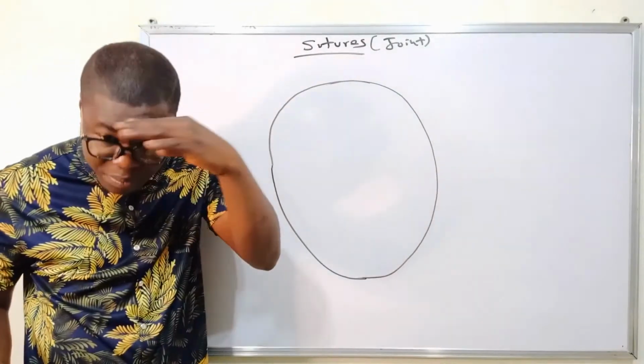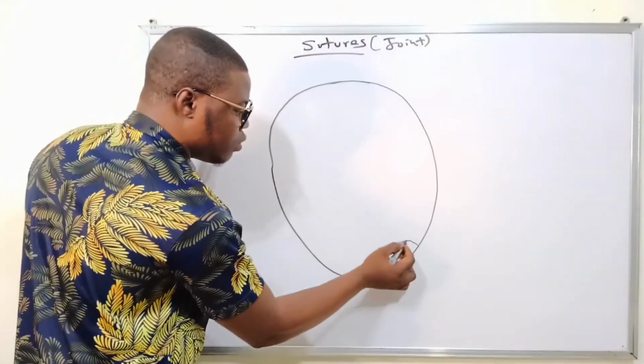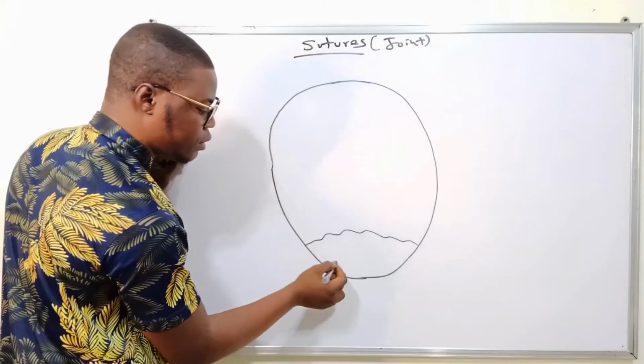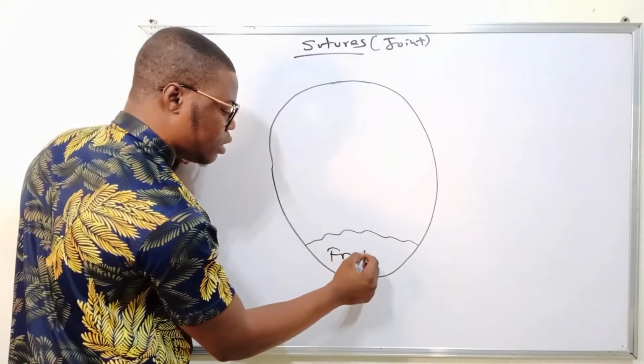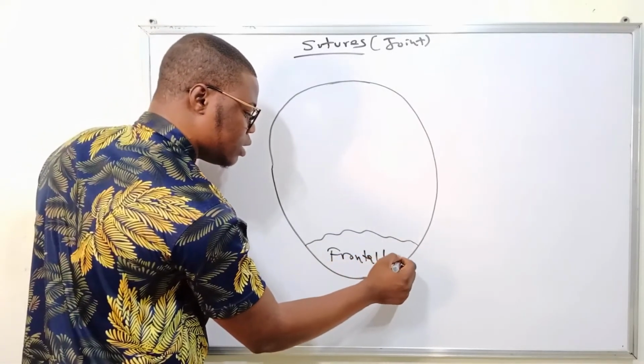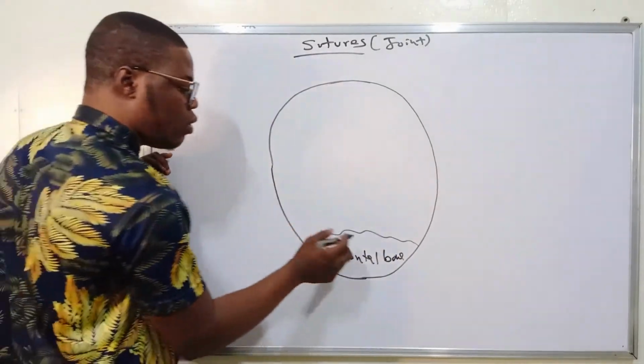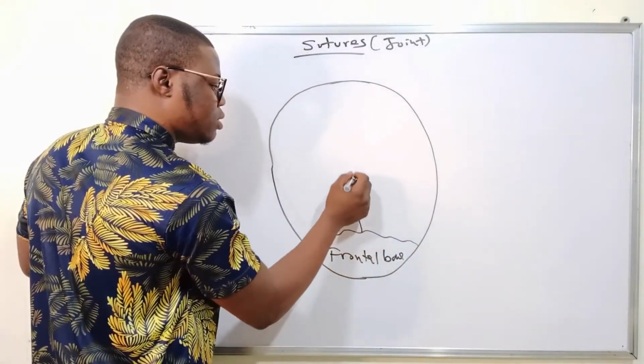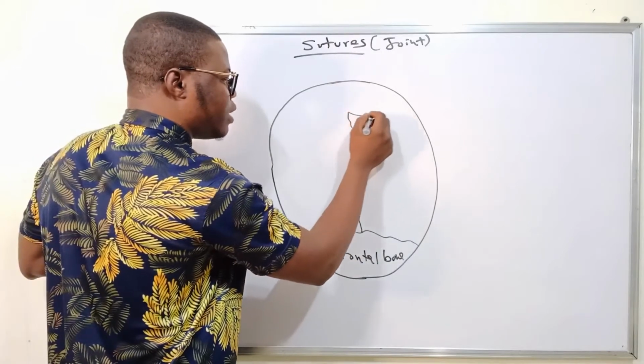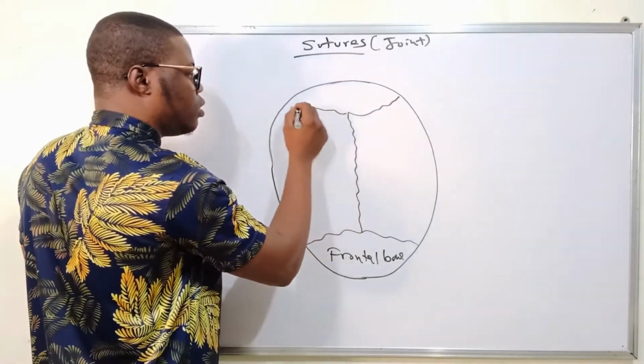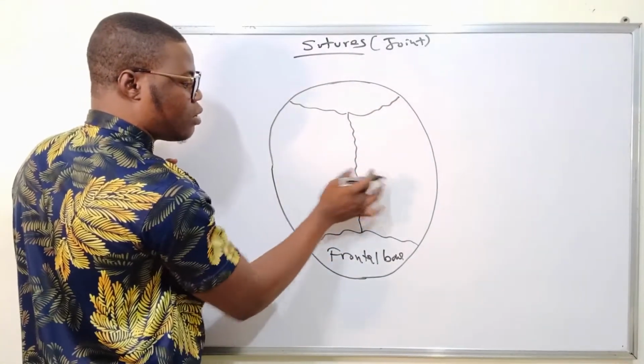Now it means in front of this place, we are going to have the what? We are going to have the frontal bone. So this will be the frontal bone now. The frontal what? The frontal bone. And now, connected with some other bones right here. So these two, they are called the parietal.